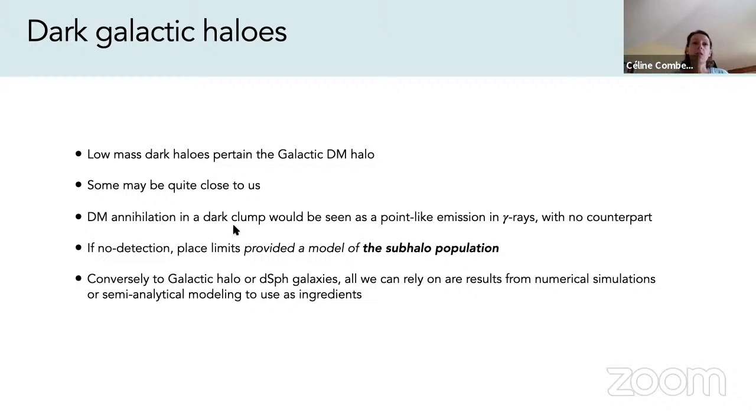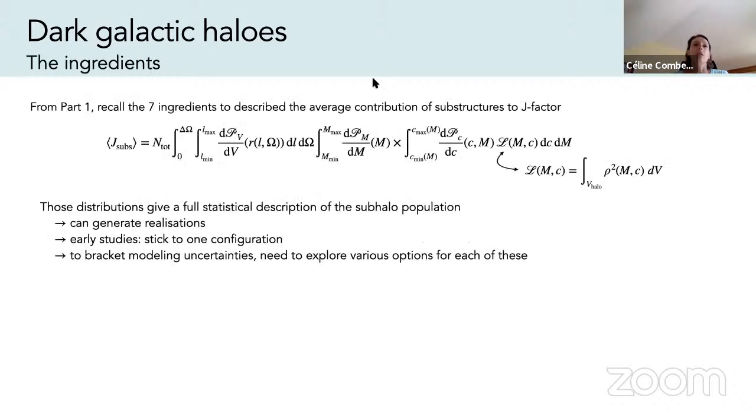If you don't have a detection, you can still place limits, but you need a model of the subhalo population. So conversely to what we've seen with the dwarfs, where we have an external data set we can use to help us infer the dark matter density profile, here we need to rely on the results of numerical simulations. So you recall all the ingredients we need to characterize the substructure population in a halo.